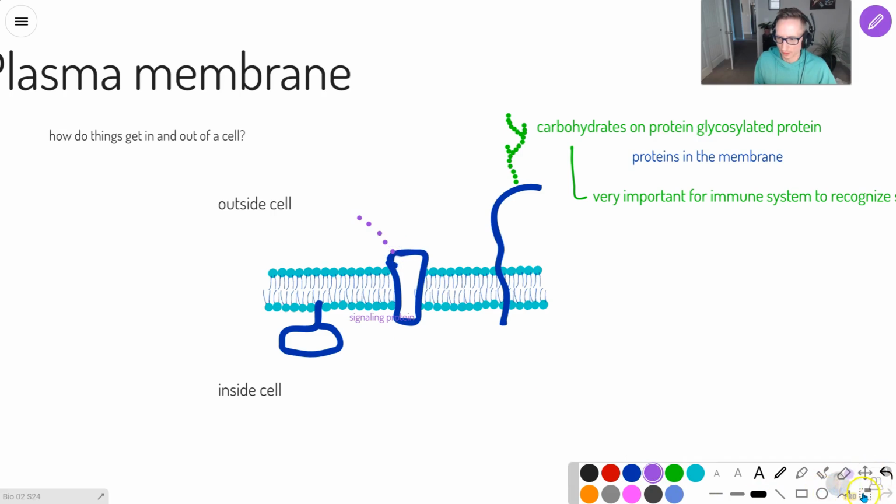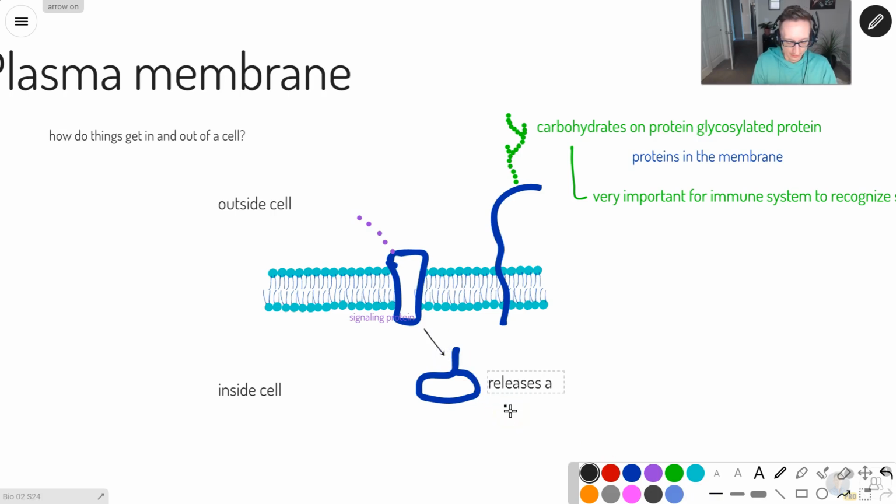Let's say this protein here is usually bound to it like that. And when that signal binds, it releases this protein to create a signal. Let's say it clips this little part off from the membrane. So it releases a downstream signal into the cell.